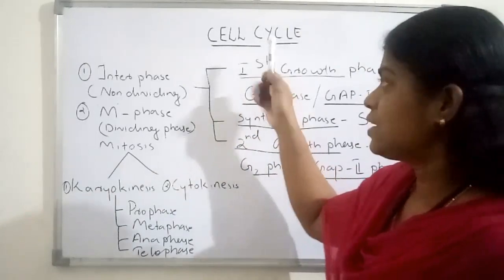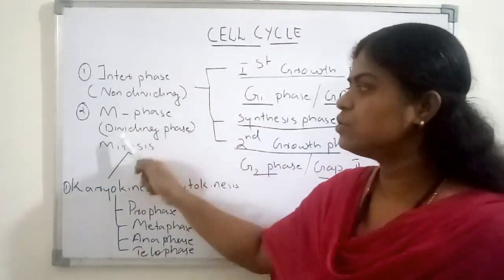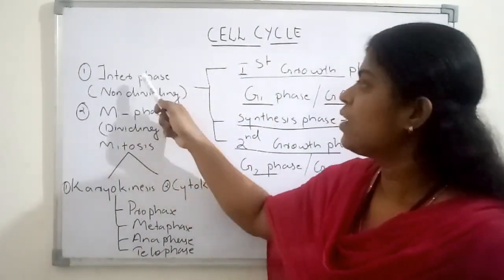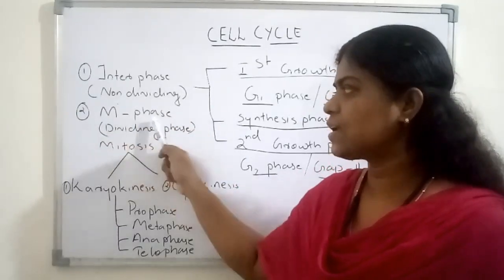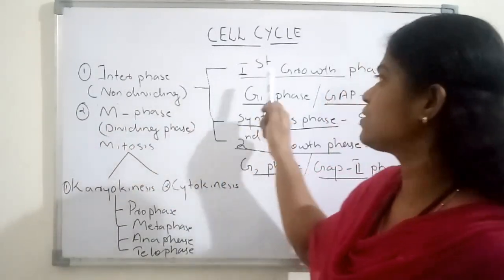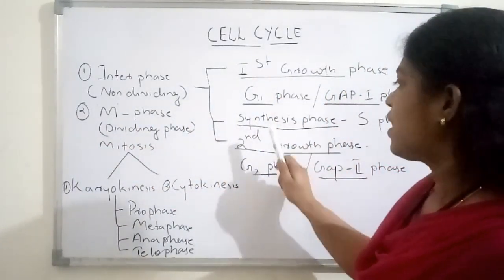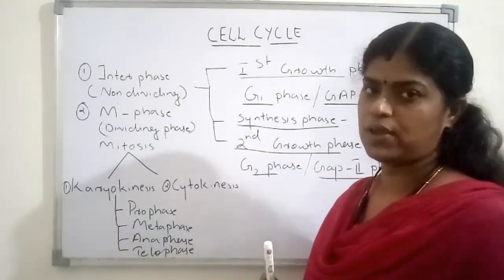Okay. So in general, the cell cycle has got two steps. The first one is interphase and the second is M phase. Interphase has got G1 phase, synthesis phase, and G2 phase. Okay. So let us see what are the changes taking place in the first growth phase, otherwise the G1 phase.